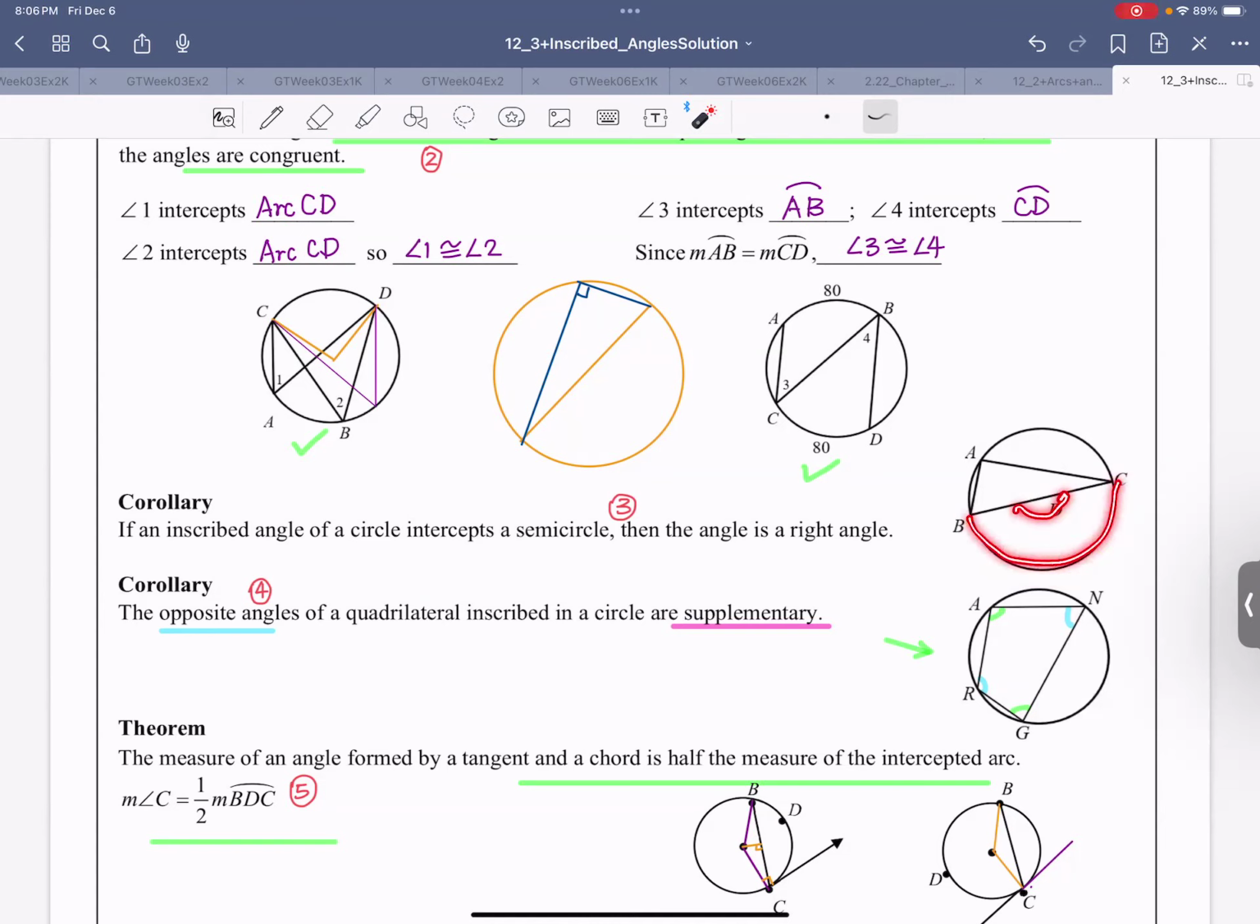This is 180. And that angle is half of 180. 180 divided by 2, which is? 90. Yes. So this is 90. Got it? It's a right angle. Okay? Next one.